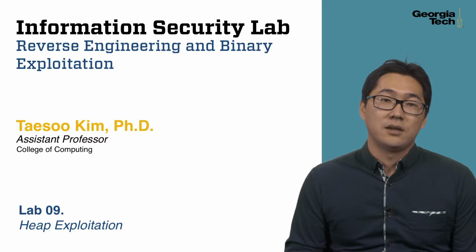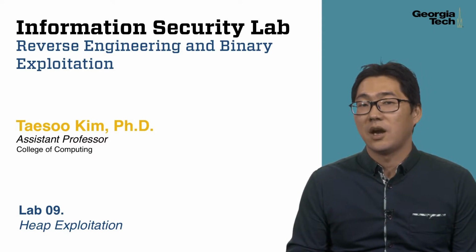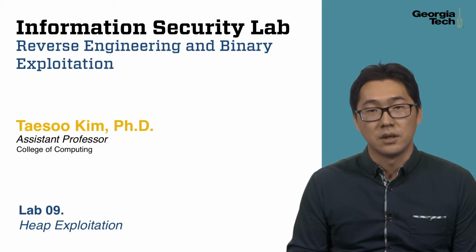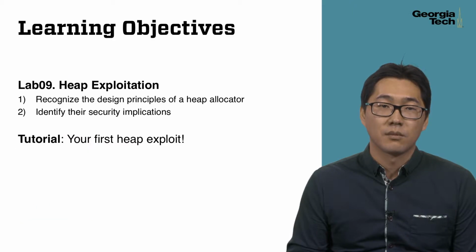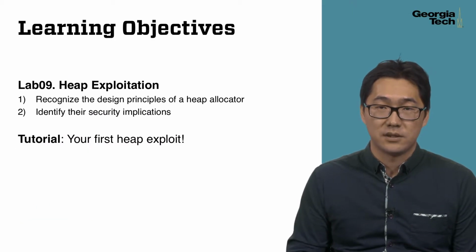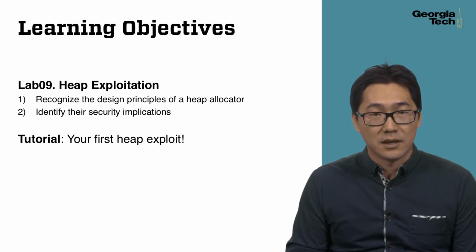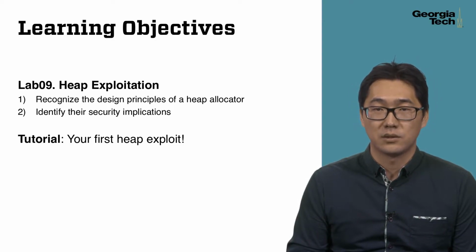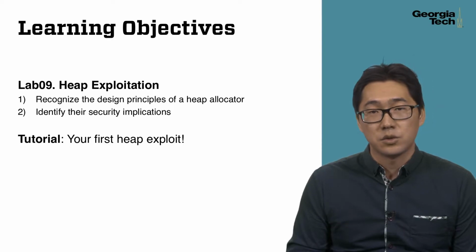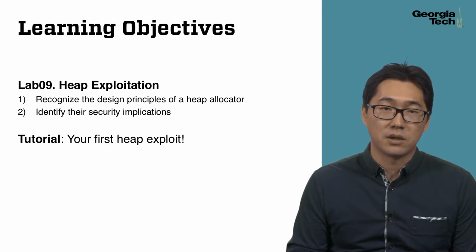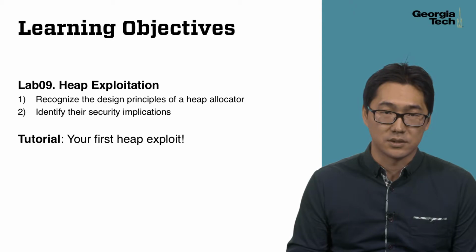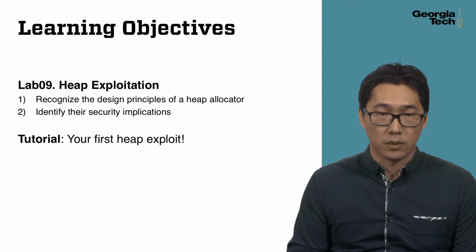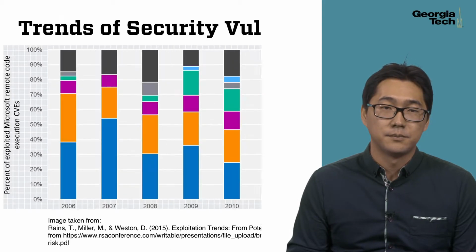Welcome to Lab 9. In this week, we will study arguably one of the most complex subjects in exploitation, heap overflow. We have two learning objectives in this lab. After completing this lab, you will be able to recognize the design principles of modern heap allocators, and you should be able to identify the security implications of each design choice. In this week's tutorial, you will write a simple heap exploit for the first time.